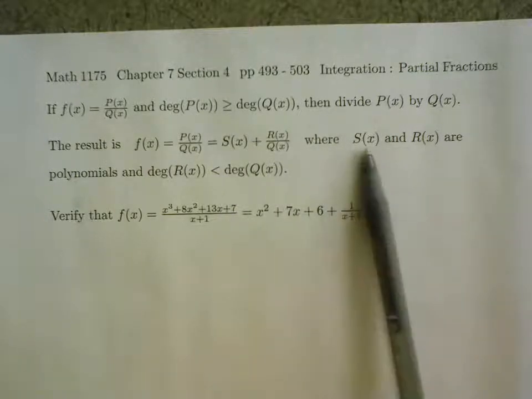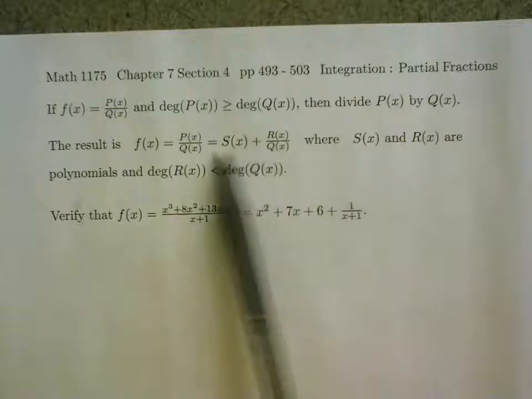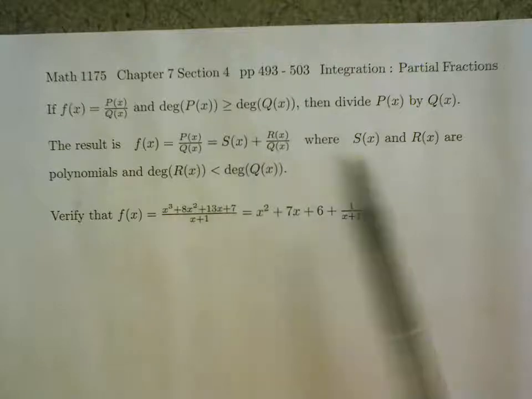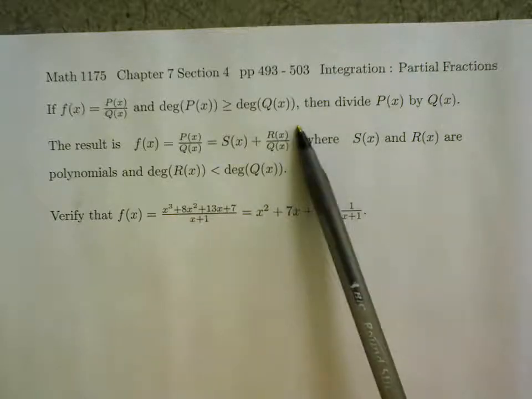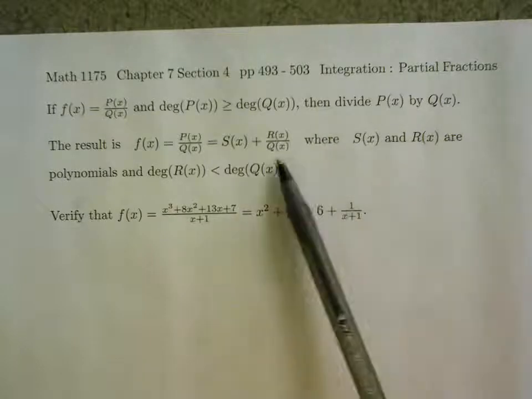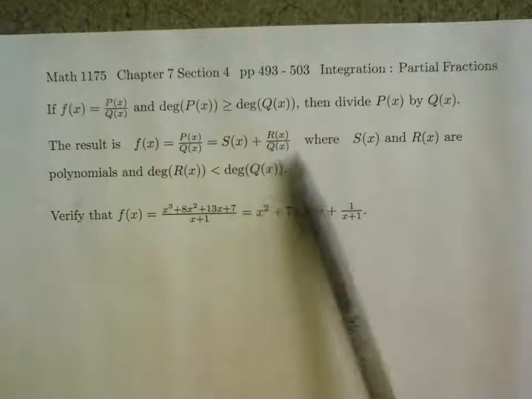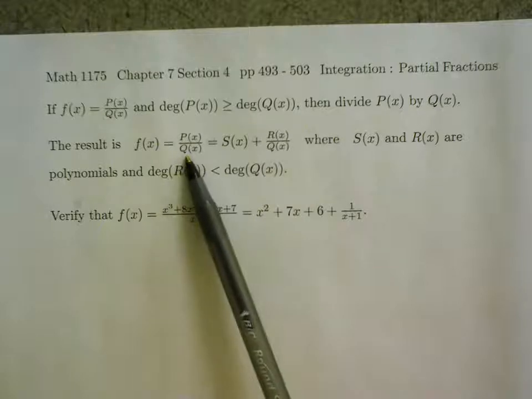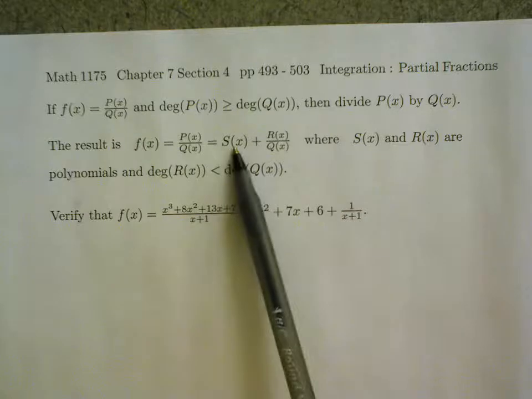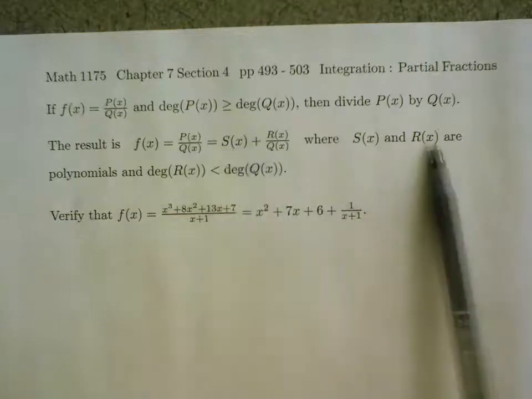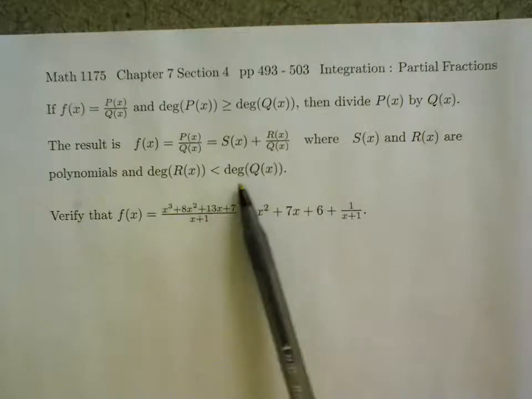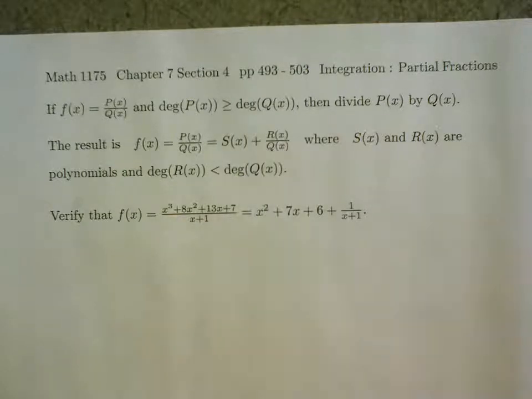So the capital S of x is the quotient that results from dividing the numerator by the denominator. Capital R of x is the remainder, and q of x is the divisor because that's in the denominator. So the quotient capital S of x and the remainder R of x are just polynomials, and the degree of the remainder will be less than the degree of the quotient.